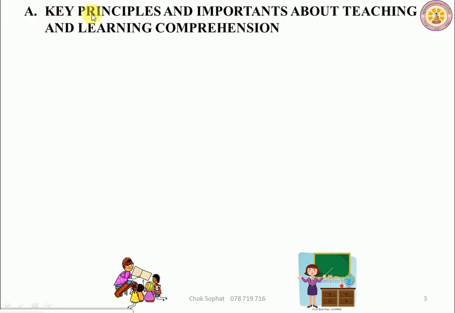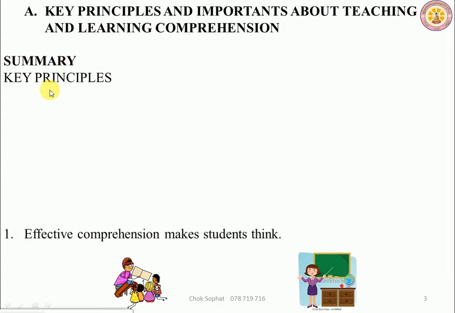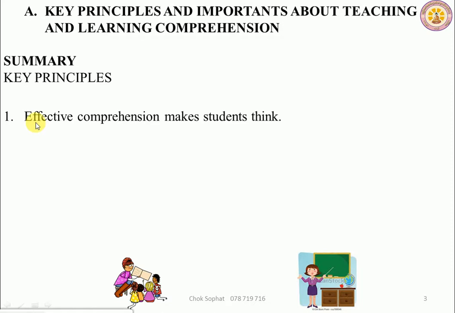Okay, look at point A. Key principles and importance of teaching and learning comprehension. What are the key principles and the importance of teaching and learning comprehension? Summarize the key principles. Okay, number 1, effective comprehension makes students think. So if the comprehension is effective, it will make students think.